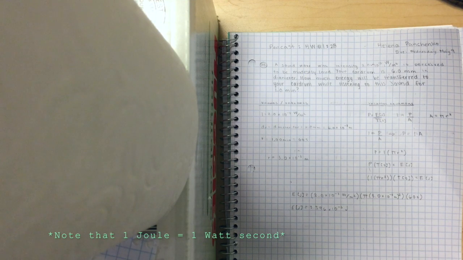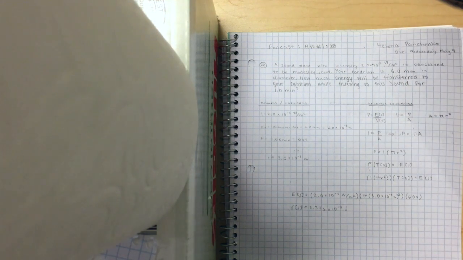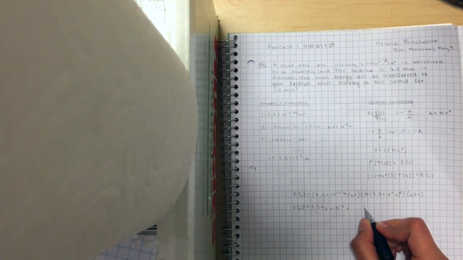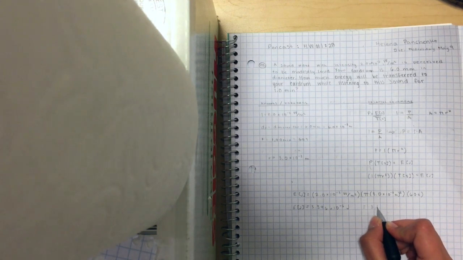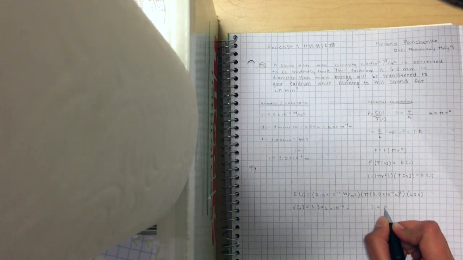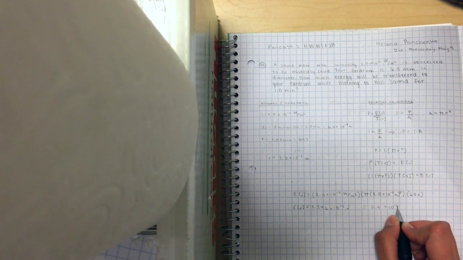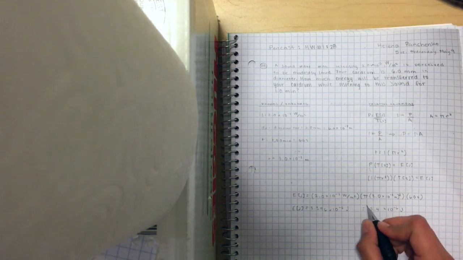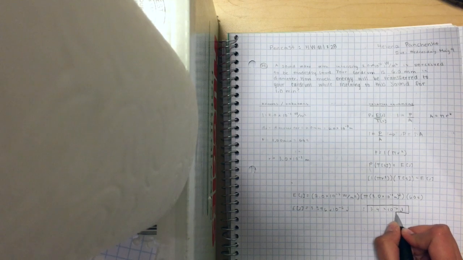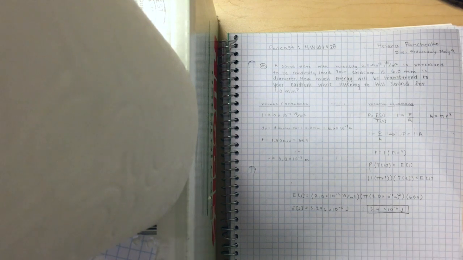And now we can convert to our necessary SI units. So our lowest number of significant figures in the problem was 2, so we're going to define this as 3.4 times 10 to the negative 6 joules. And that is the amount of energy transferred to your eardrum while listening to the sound for 1 minute.